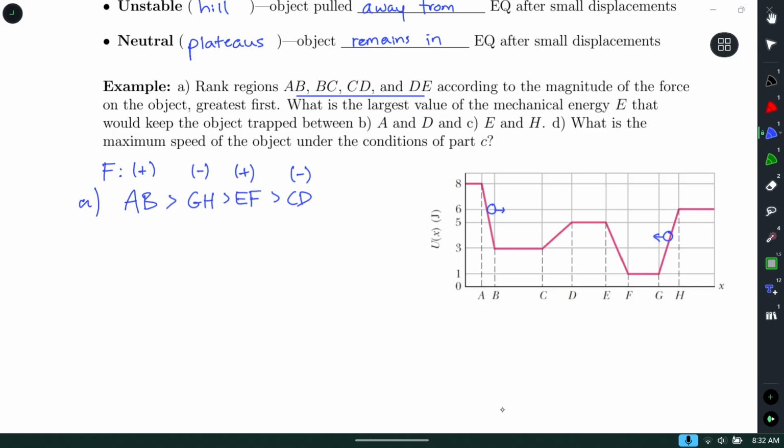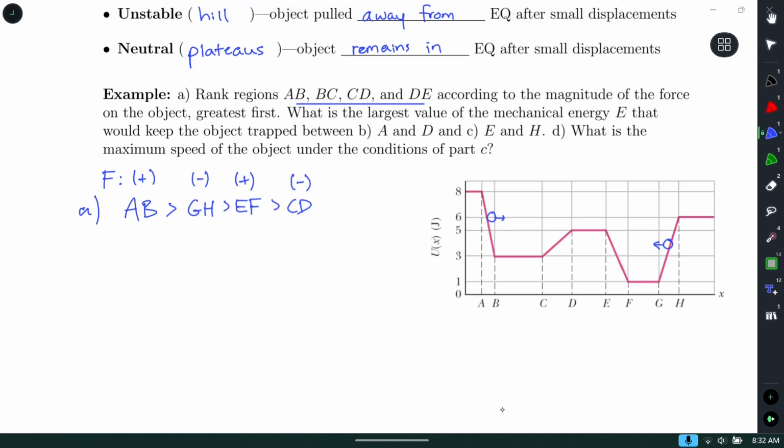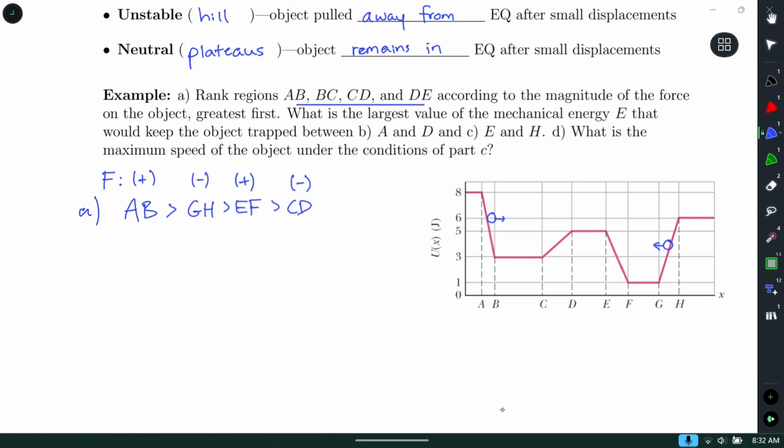So all these flat parts of the hill, we're going to see the least force there because it'll be zero force in those cases. Those are our equilibrium points. In this case, though, because we sort of have this piecewise thing going on, they're all technically neutral equilibria. So I would say BC, DE, and FG tying for last. All zero force.